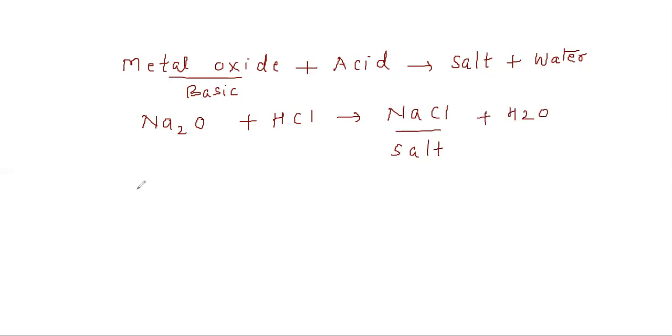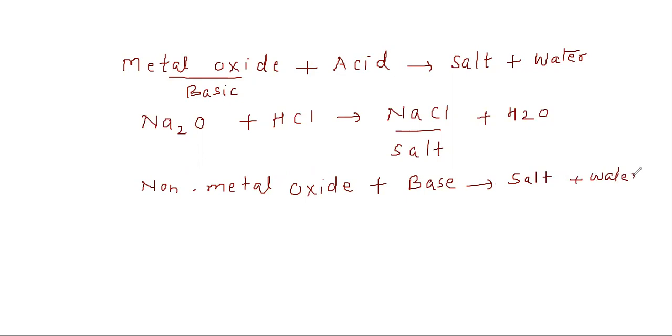Now, let's take example of non-metal oxides. So, non-metal oxides plus base, we get salt and water. What does this mean? What is nature of non-metal oxides? If this is base, this must be acid. So we can say that non-metal oxides are acidic in nature.